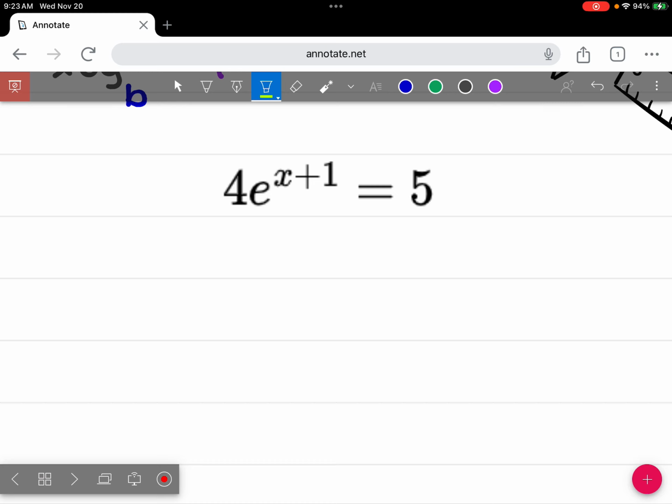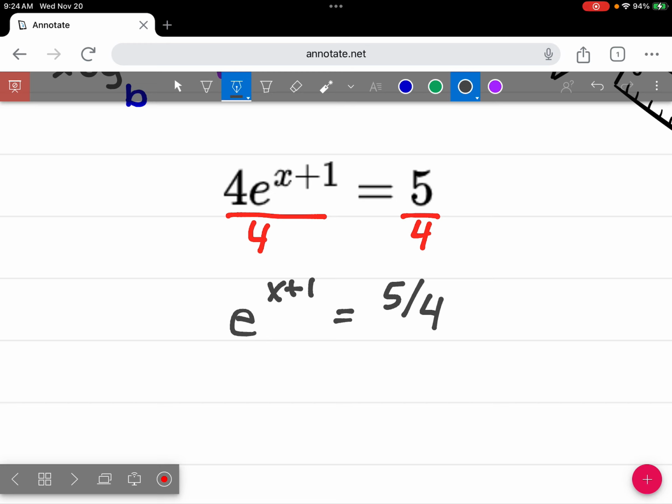What can we do here? Exactly right. I don't want to switch it into log form when I have a constant on the left. I need it to just be the exponential. So I want to actually divide both sides by 4 first, so that we just have our e to the power over here. So we have e to the power of x plus 1 equals 5/4.